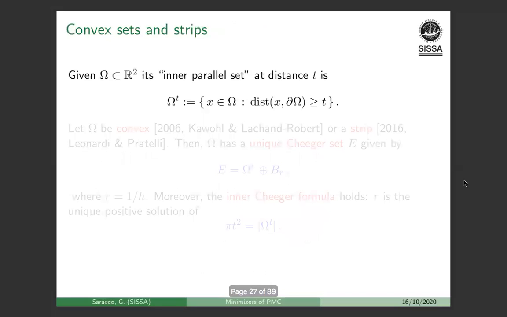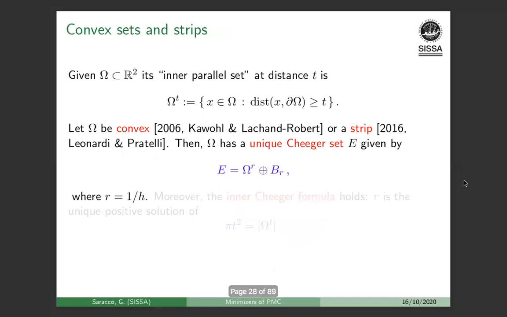Well, when I started studying the problem back in 2014, there were basically two classes for which we had a recipe to compute the constant and determine the minimizer. And these were convex sets and strips. A strip is basically the diffeomorphic image of a rectangle. Say you take a C2 curve with some bound on the curvature, and you enlarge the curve by t, where t is bounded from above by the curvature. This prevents the set you're creating from self-intersecting. So basically it's the diffeomorphic image of a rectangle.